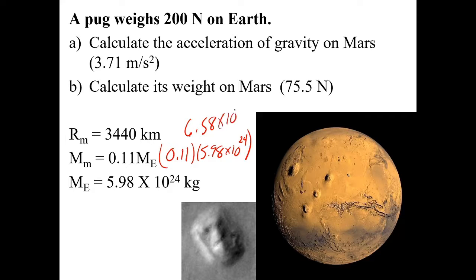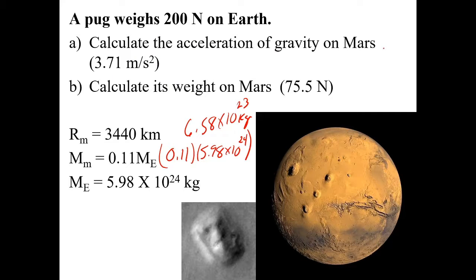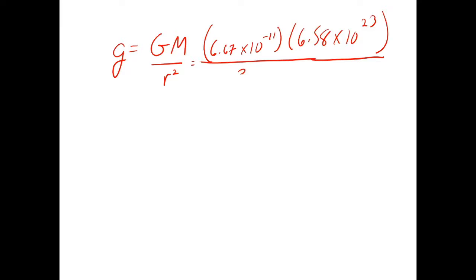6.58 times 10 to the 23rd kilograms. So we'll put that in. I apologize for flipping back and forth between the slides, but that's how I have it set up today. Then the radius, now that's in kilometers. No problem. We multiply it by 1,000, which is 10 to the third. And don't forget that we're going to square it. So we're going to be able to get G there.